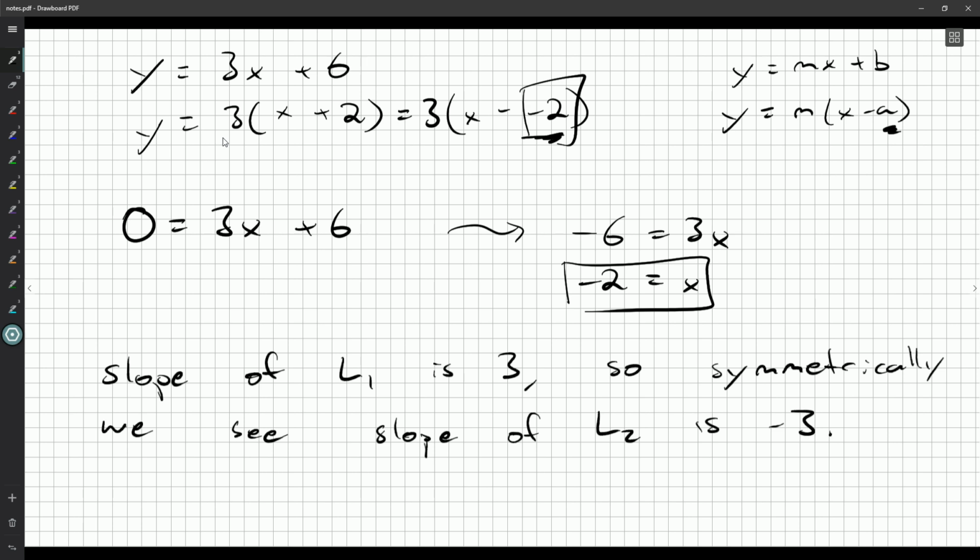Okay? What else do we need to get the equation of L2? Because that's what we're asked for. What's the equation of L2? Well, the lines meet at the y-axis.